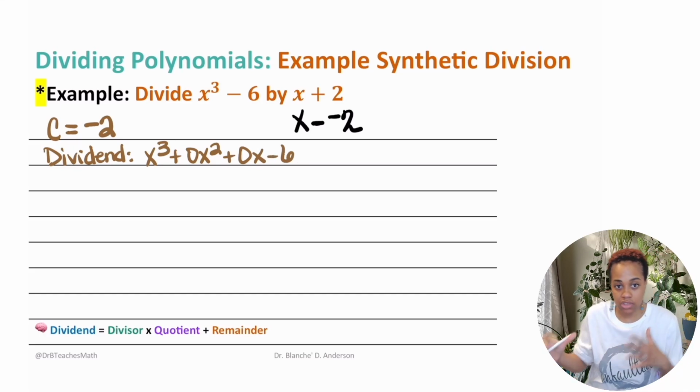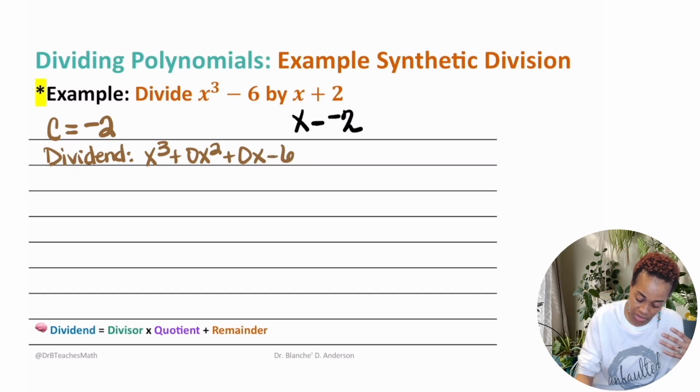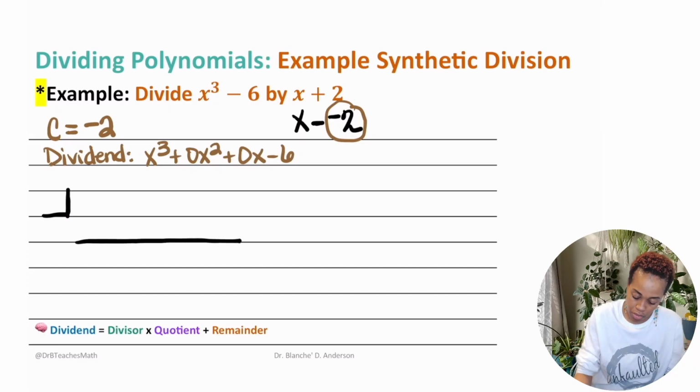Go ahead and fill it in so that when you set up your synthetic division, you can fill in those place values. Okay, so I'm going to do our little bar here, and then do my line here. Pull only the coefficients. So I have 1x cubed, 0x squared, 0x, and minus 6.